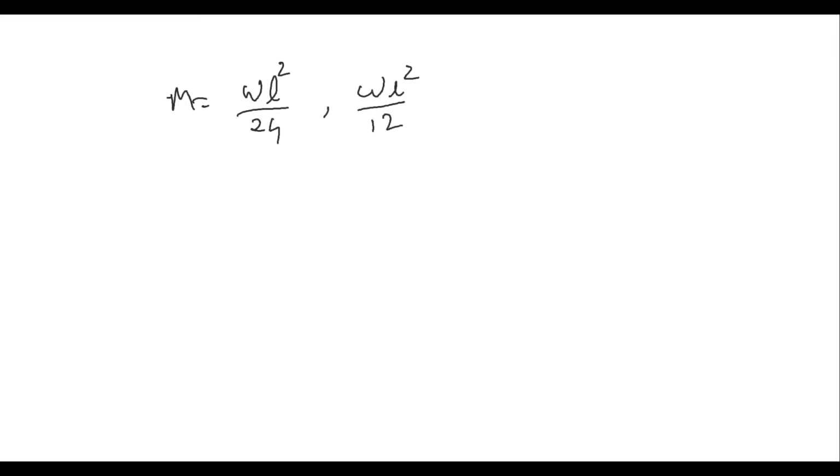So you know the span length is 3 meters and W is 10. So 10 into 3 square by 24. How much is it? 3 square is 9, 9 into 10 is 90, 90 by 24. How much is 90 by 24?